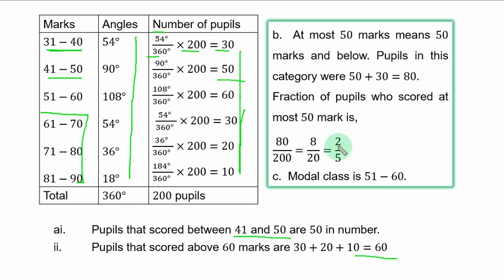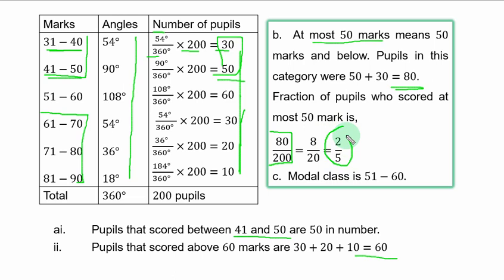B part of the question. You are asked to find the fraction of pupils that scored at most 50 marks. At most 50 marks means 50 and below. That is this region below, and they are 50 pupils plus 30 pupils, and that is 80. So the required fraction is 80 over total pupils 200. That simplifies to 2 over 5.